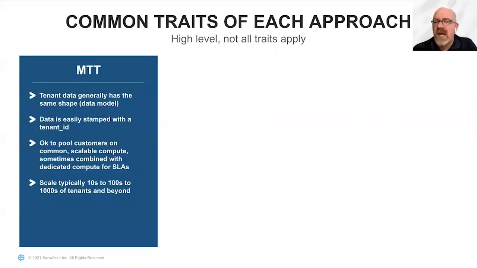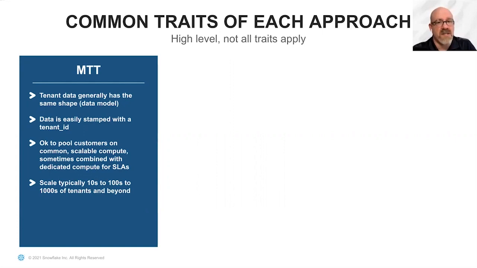So let's dive a little deeper on each approach and talk about some of the common traits. This is not black and white, it's at a high level. Not all the traits apply in every situation, but this is a general characterization of each approach. With MTT, generally speaking, the tenant data all has the same shape. It's the same data model. You can combine tenants together because all of their tables and schemas look the same, and we're not going to do something different for each tenant.